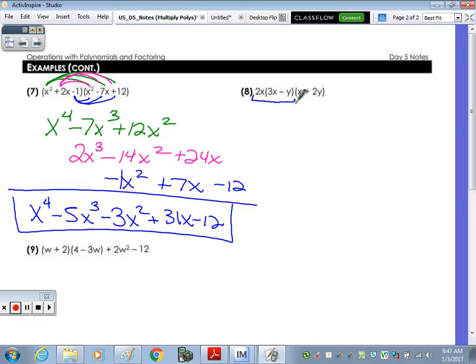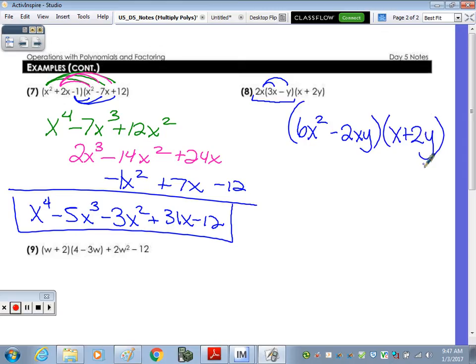So distributing just the 2x through, we get 6x squared. 2 times 3 is 6, x times x squared, minus 2xy. Now we need to take that binomial and multiply it by x plus 2y.